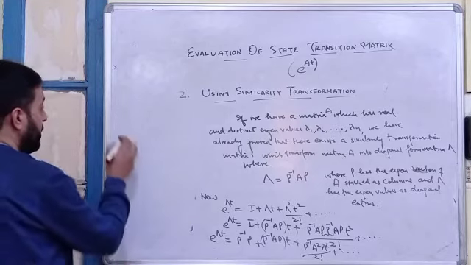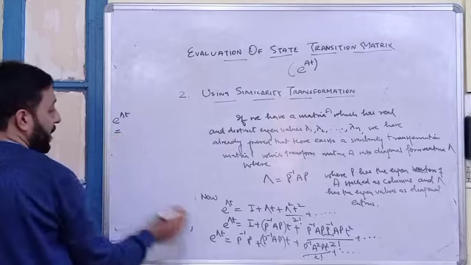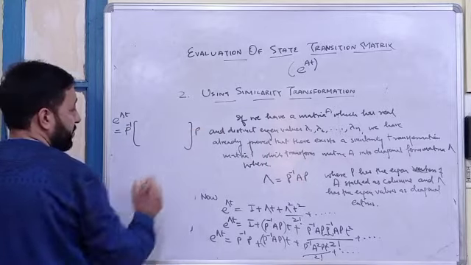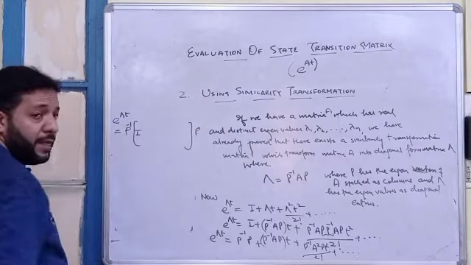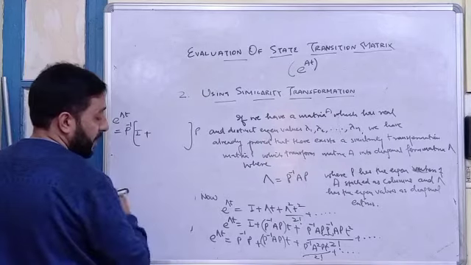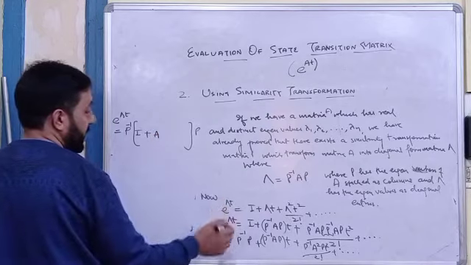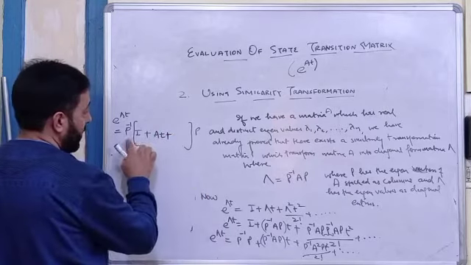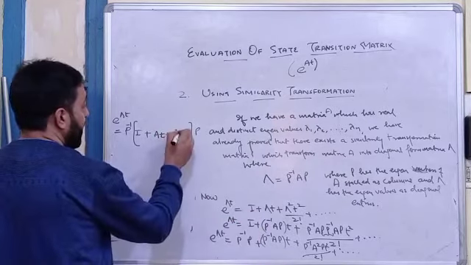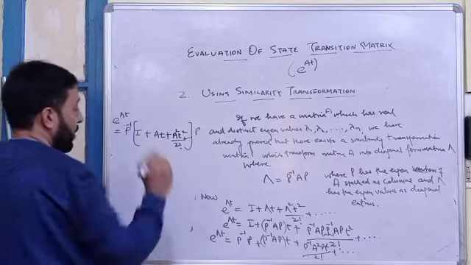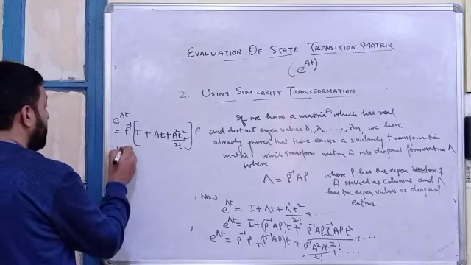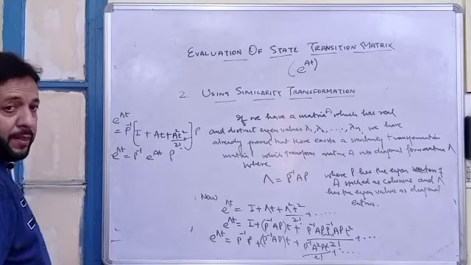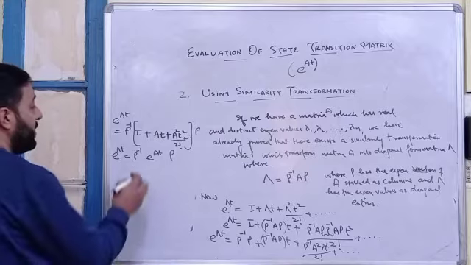So e to the power lambda t is equal to, if I take P inverse common on this side and P common on this side, I will get I here, plus A t, since t is a scalar, plus A squared t squared upon 2 factorial, plus so on inside. So e to the power lambda t is equal to P inverse e to the power At P. But I actually have to evaluate e to the power At.